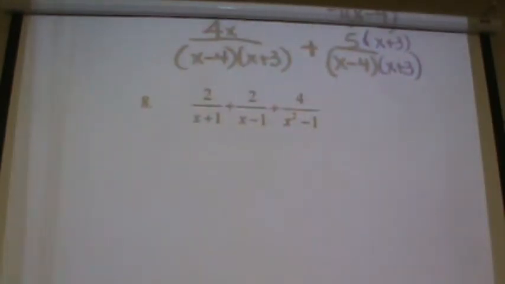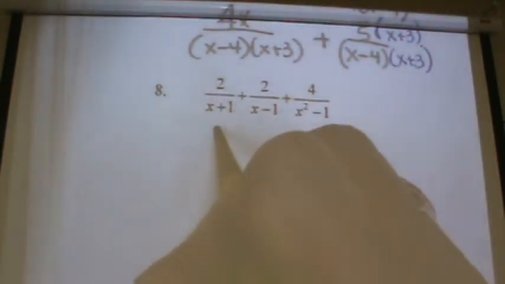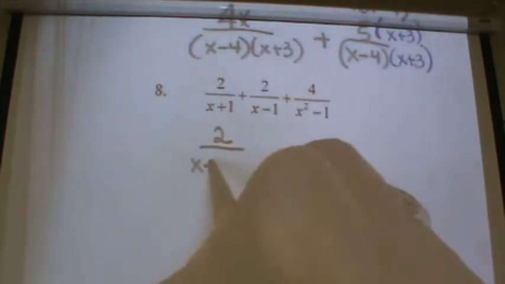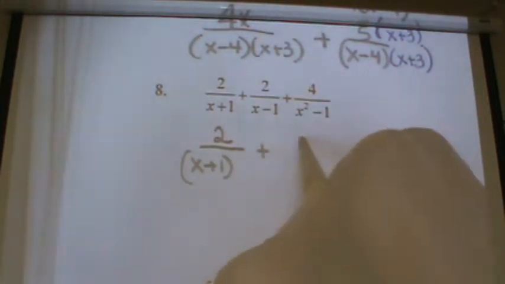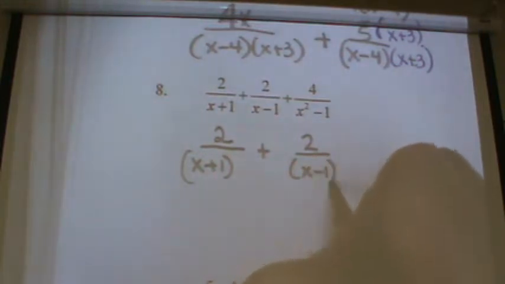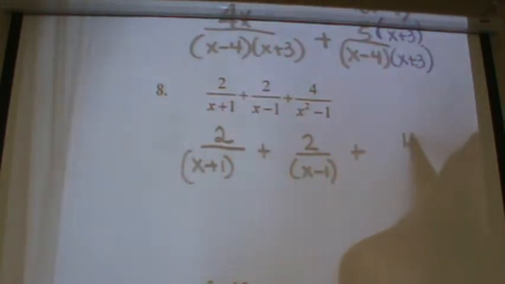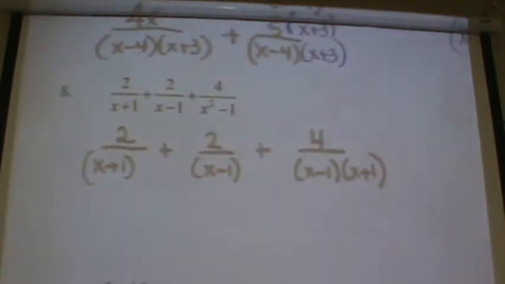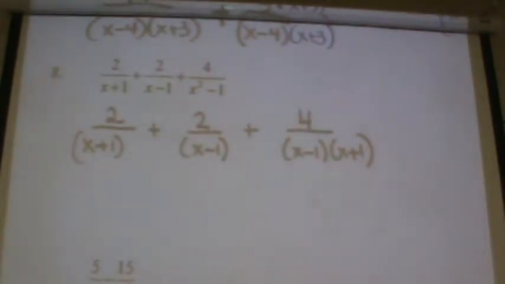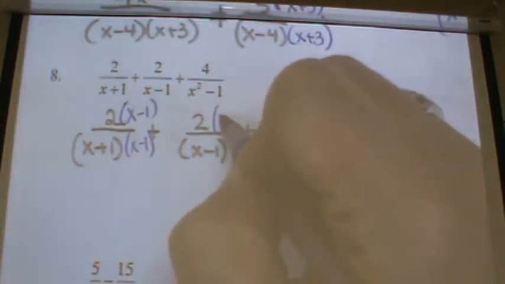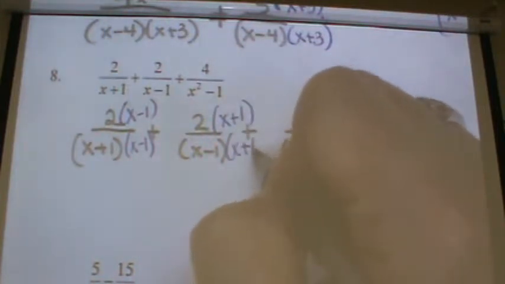Number 8, what should you do? What should you do with this? We'll add them. What's your common denominator? X plus 1. So what I need to do is multiply this by x minus 1, this by x plus 1, and the other one's fine.